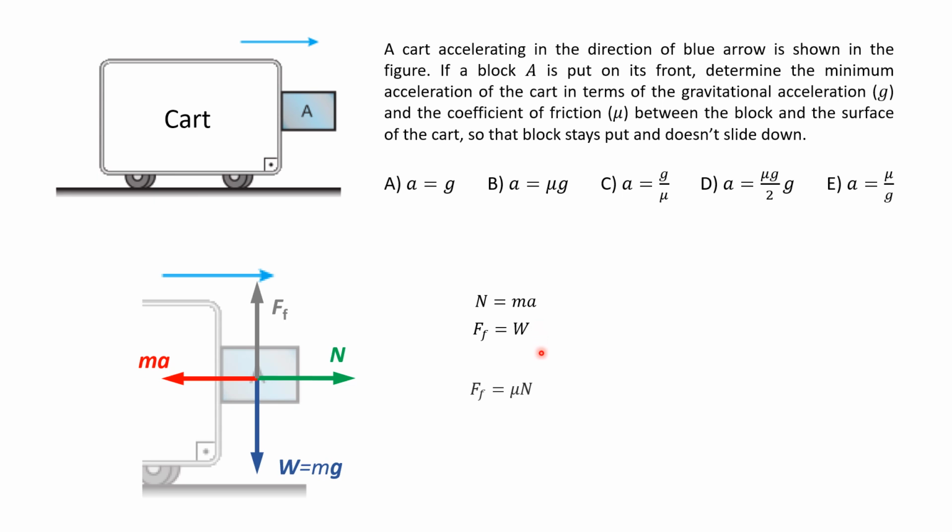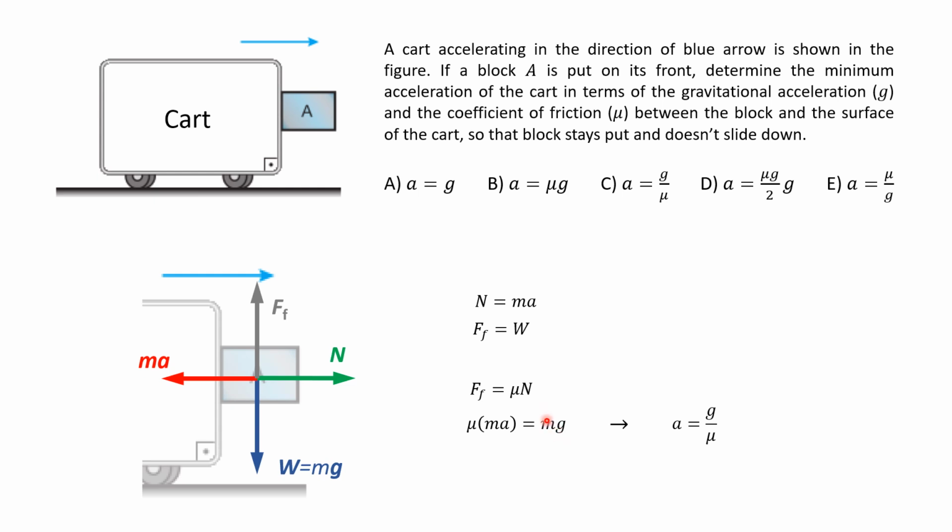The formula for friction force is coefficient of friction times the normal force. And we already know what the normal force is. So the normal force, which is ma, times the coefficient of friction, which is mu, has to be equal to the weight of the block, right? According to this equation.